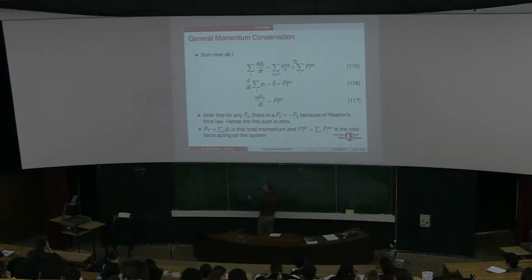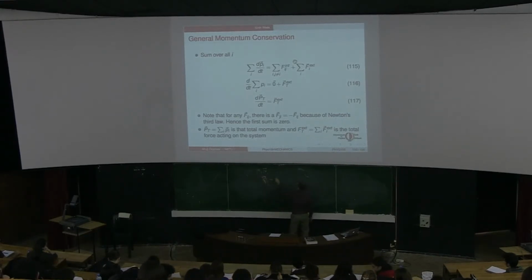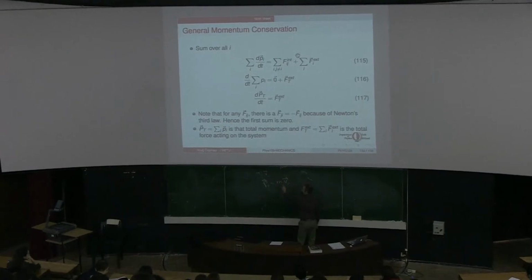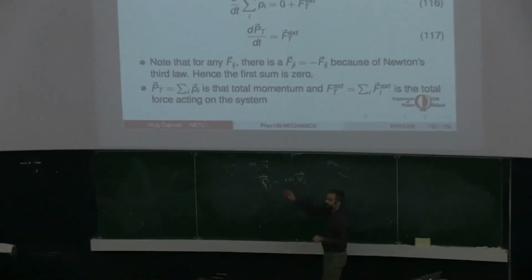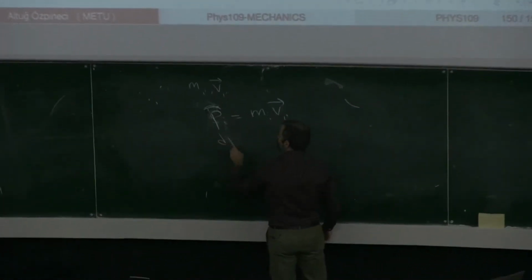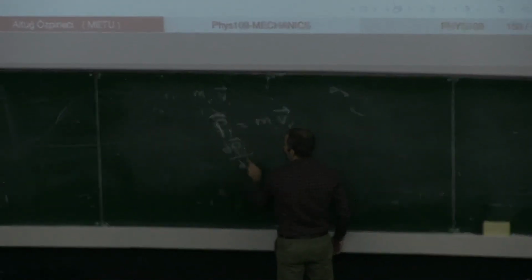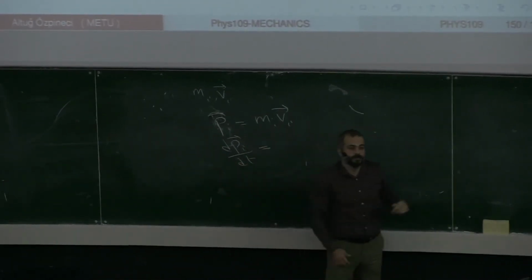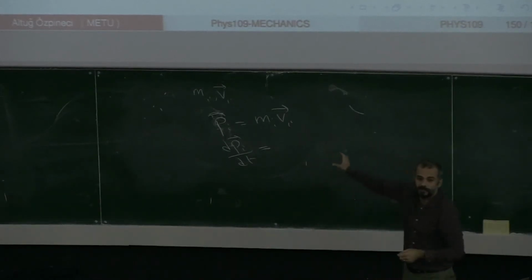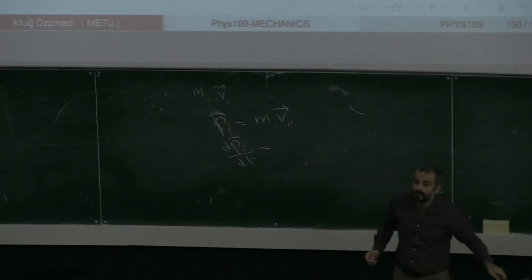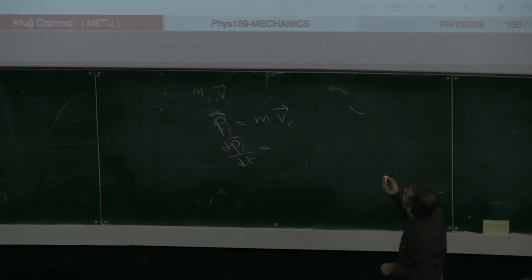Now, when you consider a system of objects, you have many masses. Mi has the velocity vi. Then the momentum of the ith object is just mi vi. And when we look at the change in this momentum, Newton's second law just tells me that the change in the momentum of this object is nothing but the total force acting on my object.